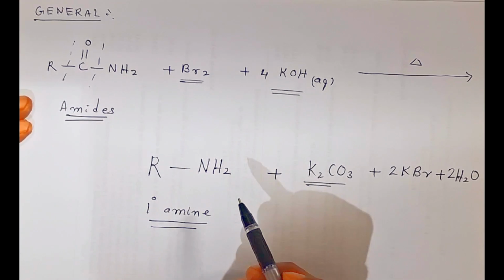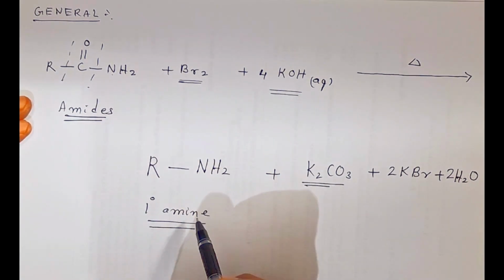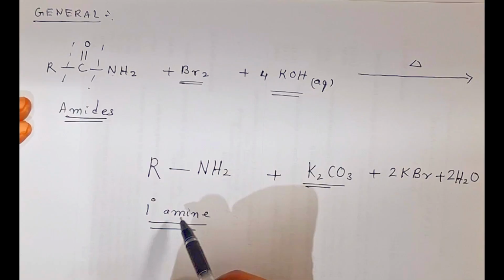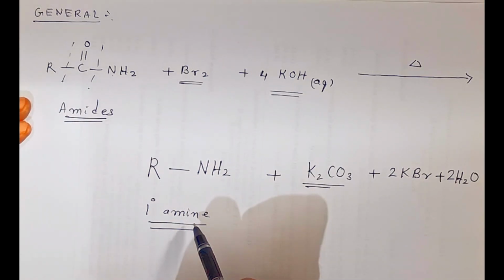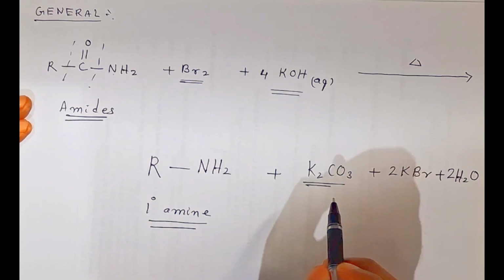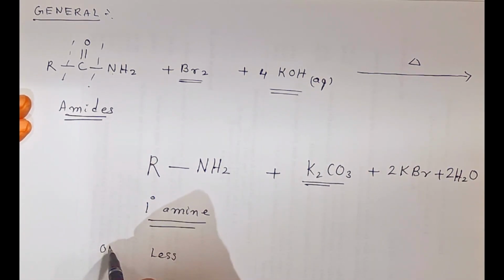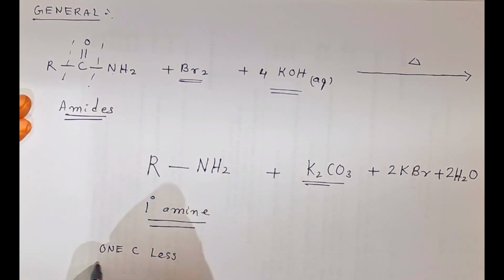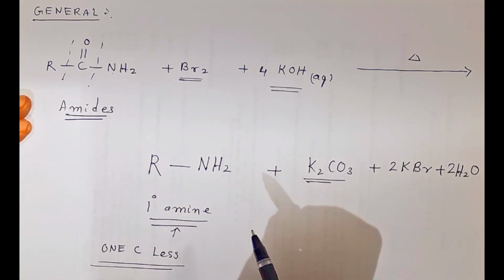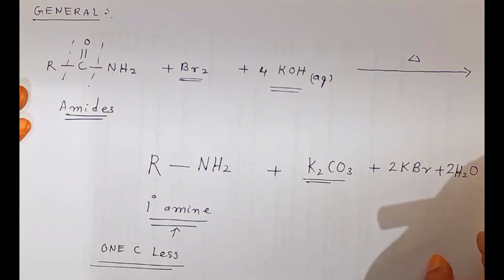That is why it is also called the Hofmann rearrangement. This alkyl migrates and combines with the nitrogen, forming the primary amine. Because this carbon is removed as potassium carbonate, the amine has 1 carbon less. Because of this degradation, this is a very important reaction. Now we will see some examples.